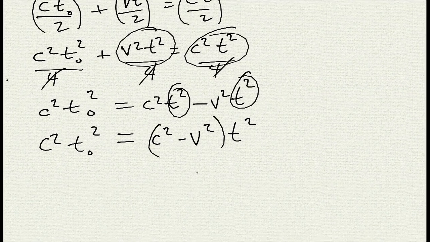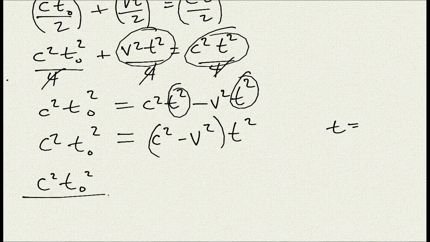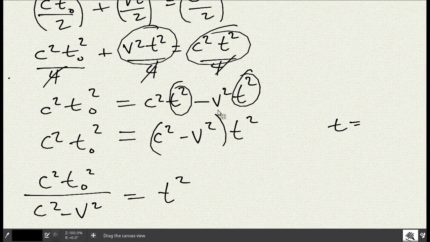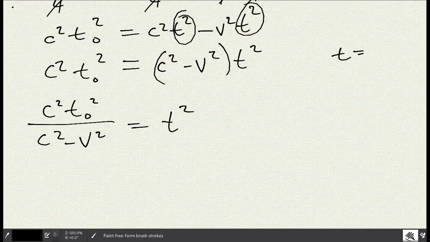Now what am I trying to do here? Well, I want an equation where I have t equals something. So I want this term by itself. So I'm going to divide the right-hand side by c squared minus v squared and the left-hand side as well. So I'll have this on the left. And now on the right, if I divide by c squared minus v squared, it cancels out and I'm left with t squared.